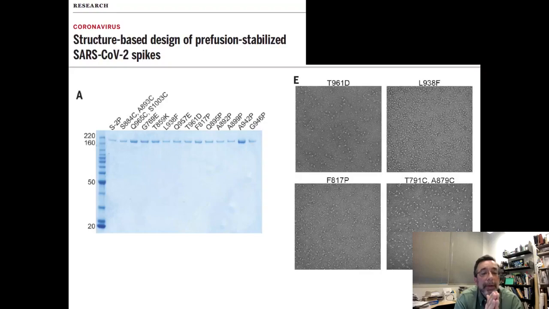So you can see that this A942P protein is the same size on the ladder, but it's got a darker blue to it. That means there is more protein. Just making that one mutation ended up getting more protein.